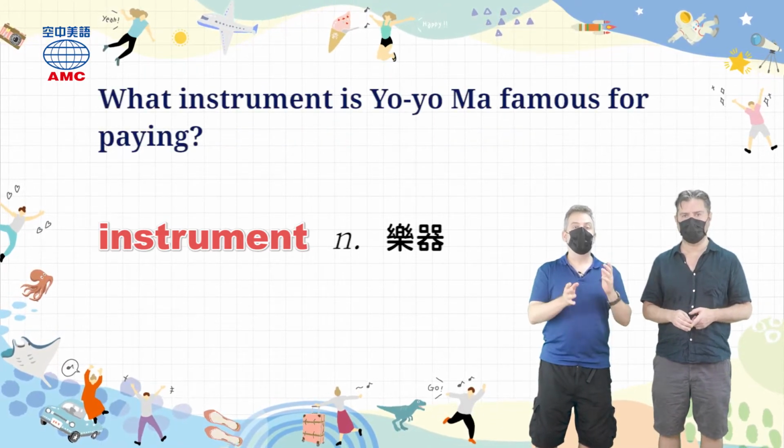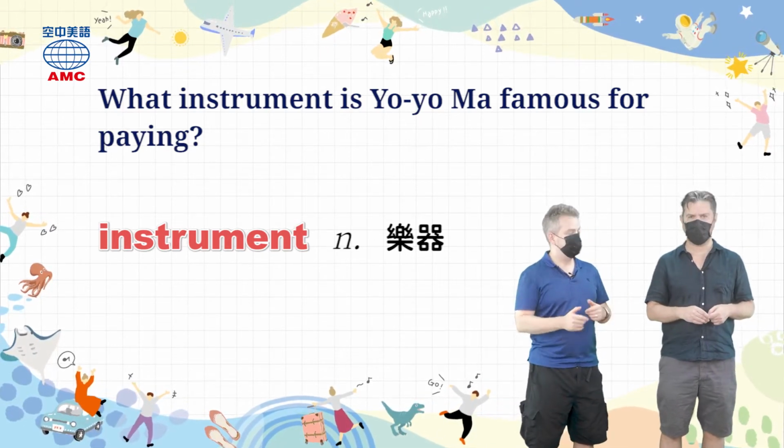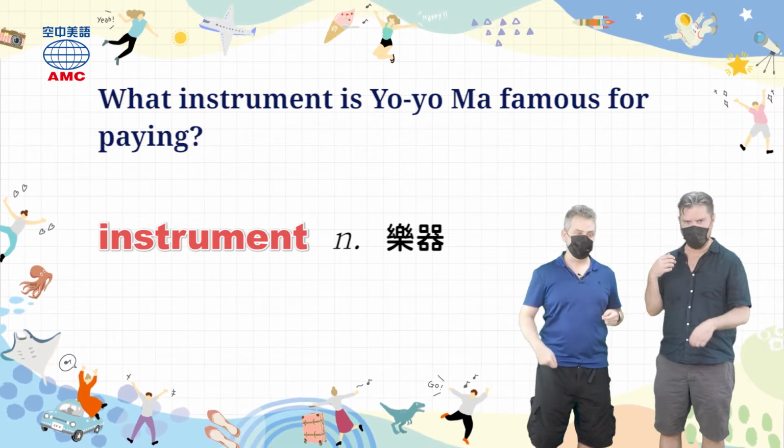So we might ask, what instrument is Yo-Yo Ma famous for playing? He's famous for playing the cello. The cello. Right, which is a big violin, basically.